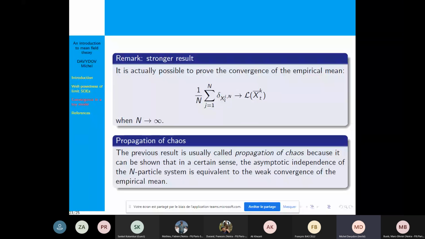And it's actually possible to prove an even stronger result. I won't go into detail here because it's slightly more technical. But you can show the convergence of the empirical mean itself to the law of the limit process. What we've done is a simplified version of this. We've shown the convergence on our toy model, but you can show something stronger, which is the propagation of chaos inside our system. As I've mentioned, this is called propagation of chaos because the asymptotic independence of the n particle system is equivalent to the weak convergence of the empirical mean.